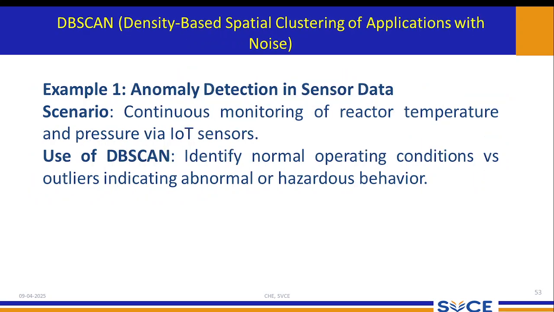Coming to DBSCAN: anomaly detection in sensor data. Continuous monitoring of reactor temperature and pressure via IoT sensors. In that case, DBSCAN, density-based spatial clustering, identifies normal operating conditions versus outliers, that means deviation from the normal data, indicating abnormal or hazardous behavior.